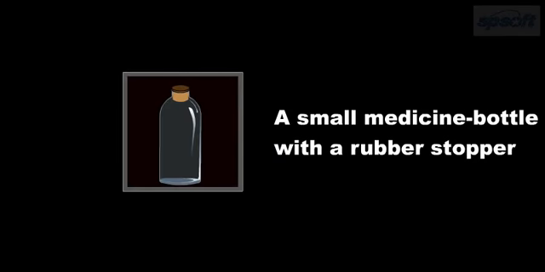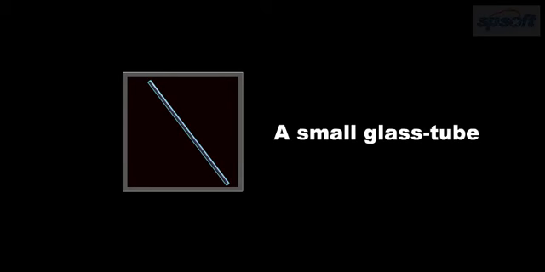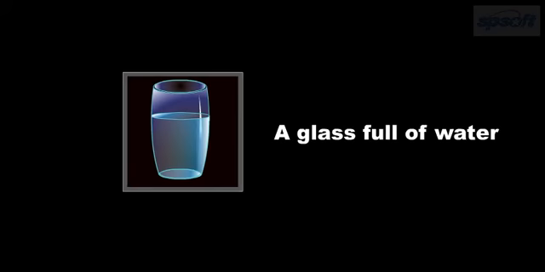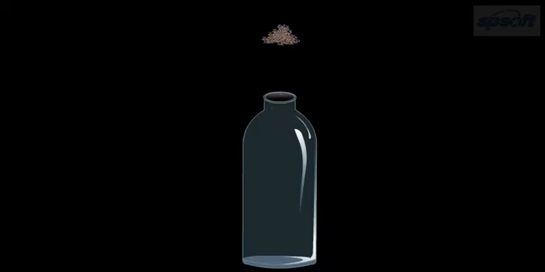Materials required are a small medicine bottle with a rubber stopper, a small glass tube, a glass full of water, a handful of iron dust, and a little vinegar. Procedure: first, put a little iron dust soaked in water and vinegar into the bottle. Insert the glass tube into the stopper. Fit the rubber stopper on the glass bottle.